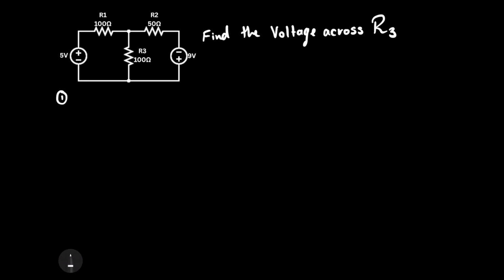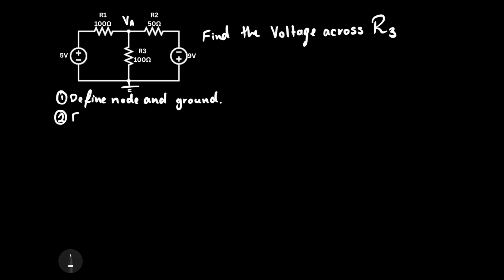So let's get started. In step 1, we first define the node and ground. Let's call the bottom wire ground. That's going to be 0 volts. The junction between R1, R2, and R3 we'll call node A, and we'll call the voltage at this node V sub A. Since R3 connects node A to ground, the voltage across R3 is simply going to be VA, and therefore that's what we want to solve for.